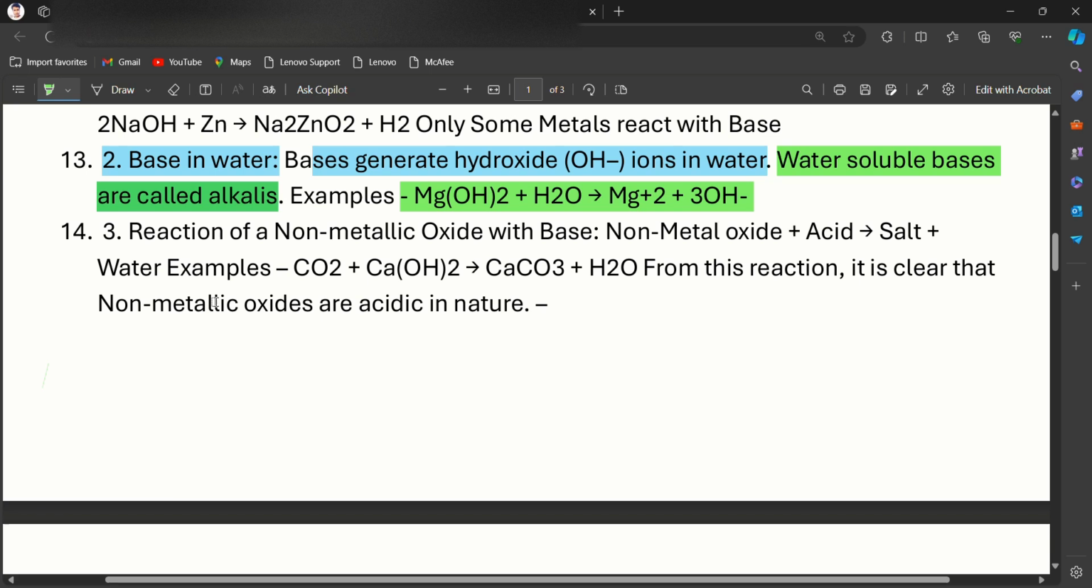Okay, then the reaction of non-metallic oxide with base. We have seen the reaction of metal oxide with acid. Now we are seeing the reaction of non-metallic oxide with base. So what is the product? Non-metal oxide plus acid gives salt plus water.